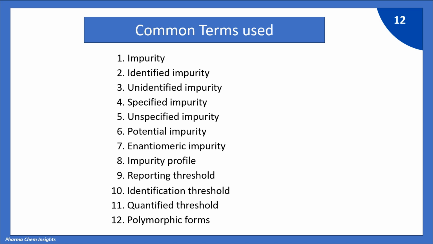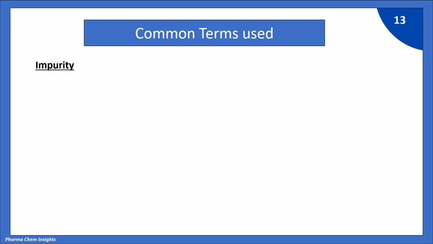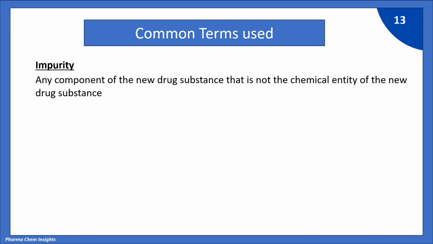These are the list of common terms used in this guideline. Let us understand each term. Impurity. Any component of the new drug substance that is not the chemical entity of the new drug substance is called an impurity. Identified impurity.